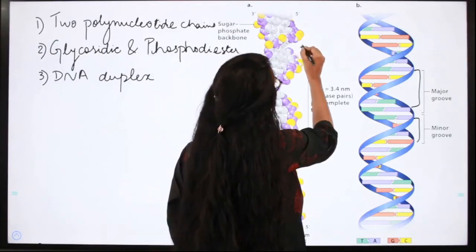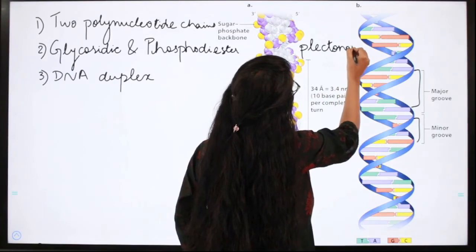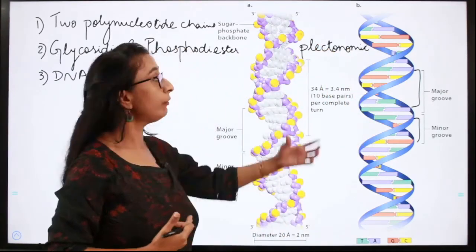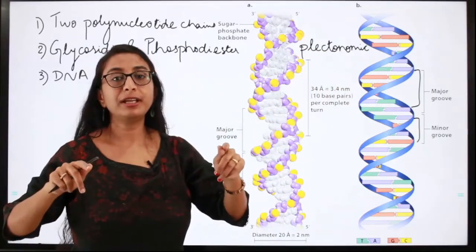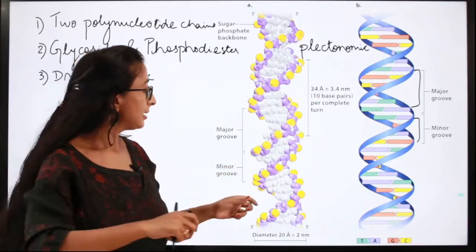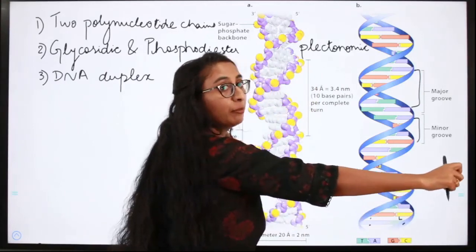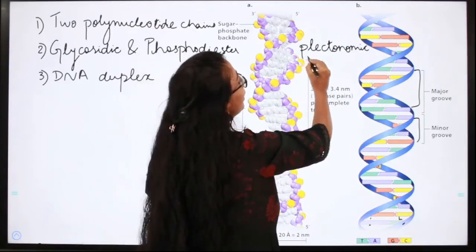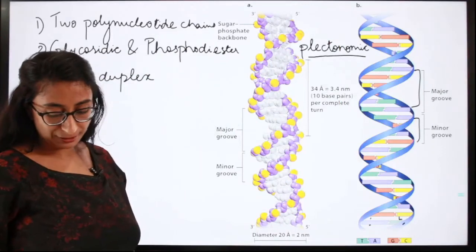The DNA is plectonemic. Remember this word. Please do not get confused with this word when you get it in the option. What do we mean by plectonemic? Plectonemic means the two strands of DNA cannot be completely separated without unwinding. So here you can see there are two strands. Until and unless you unwind them completely, you cannot separate the two strands, isn't it? That is what we mean by plectonemic. Okay, so DNA is plectonemic.